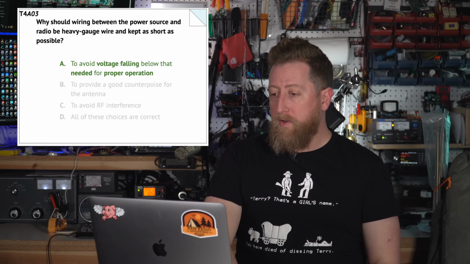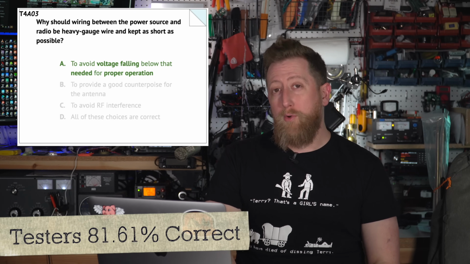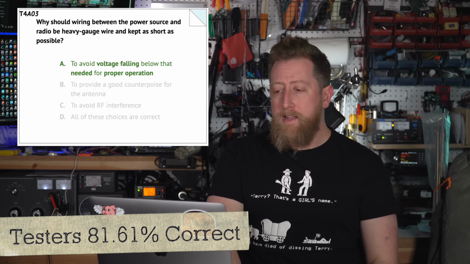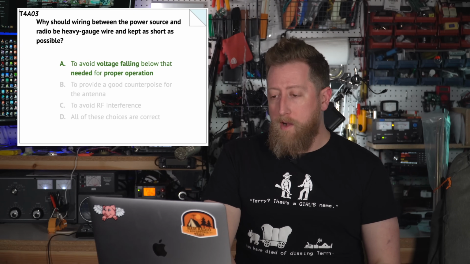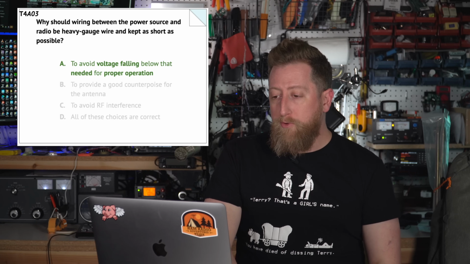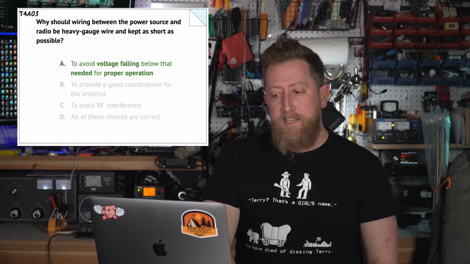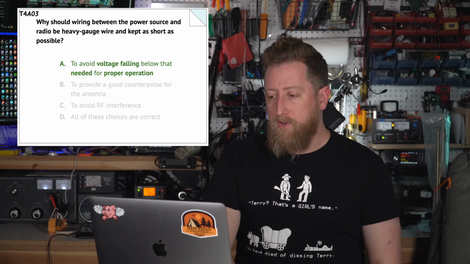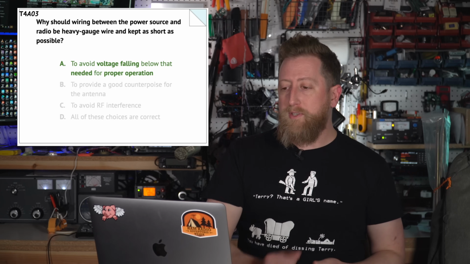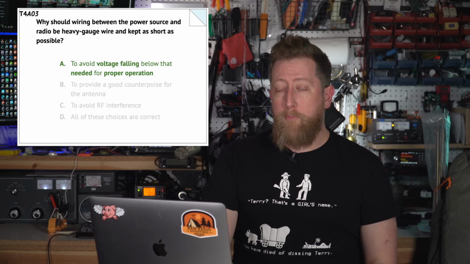T4A03, why should wiring between the power source and radio be heavy gauge wire and kept as short as possible? A, to avoid voltage falling below that needed for proper operation. B, to provide a good counterpoise for the antenna. C, to avoid RF interference. Or D, all these choices are correct. So there's a D, don't go with the all these choices correct. It's A, to avoid voltage falling below that needed for proper operation.